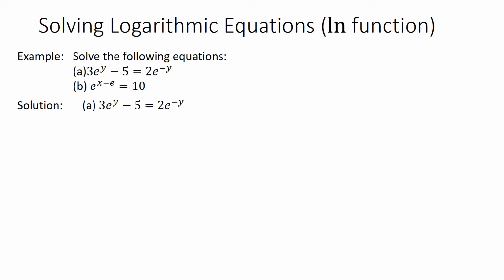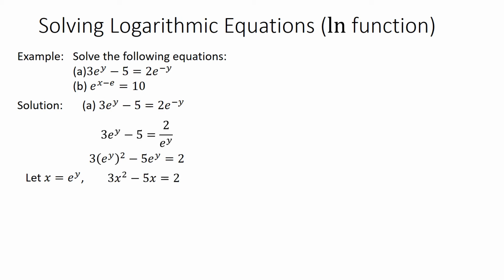So for A, 3 times e to the power of y minus 5 equals 2 times e to the power of negative y. We can see that there is a negative power, so we can change it to become 2 over e to the power of y. Then from here, multiply everything by e to the power of y, and I will get 3 times e to the power of y squared minus 5 times e to the power of y equals 2. So we can let x equal e to the power of y to make our equation simple.